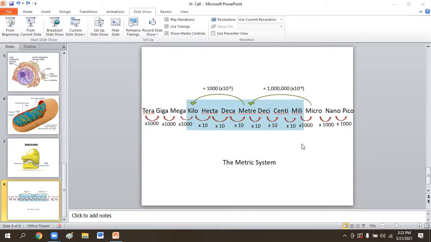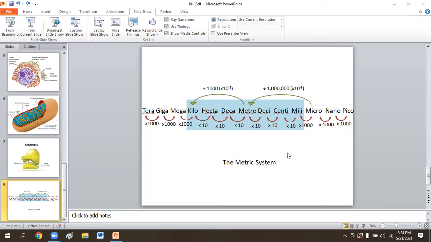Now convert your answer to micrometer. 73 millimeter is how much micrometer? 73,000, because you are multiplying by 1000 now. So the answer will be 73,000 micrometer. So question A answer is 73 millimeter, and question B answer is 73,000 micrometer. Now question C. Use the formula.